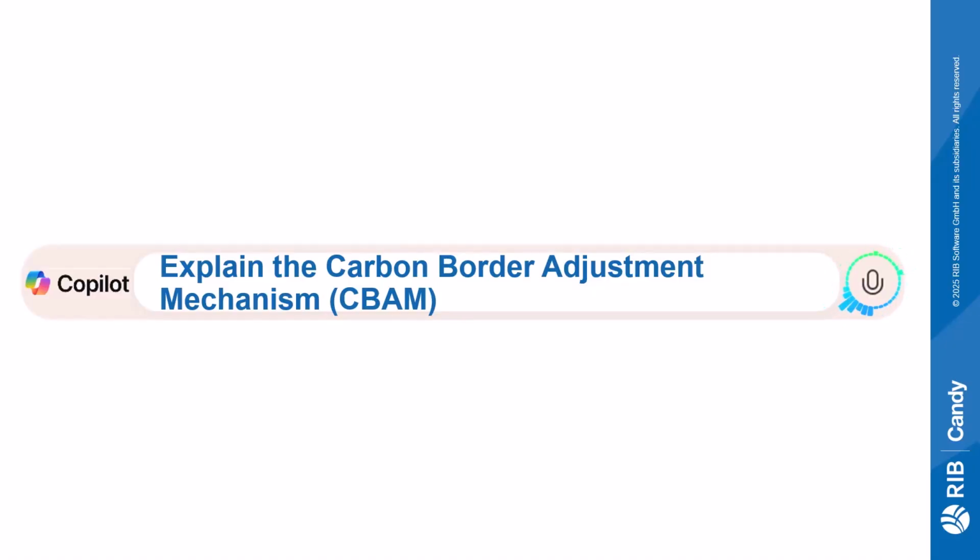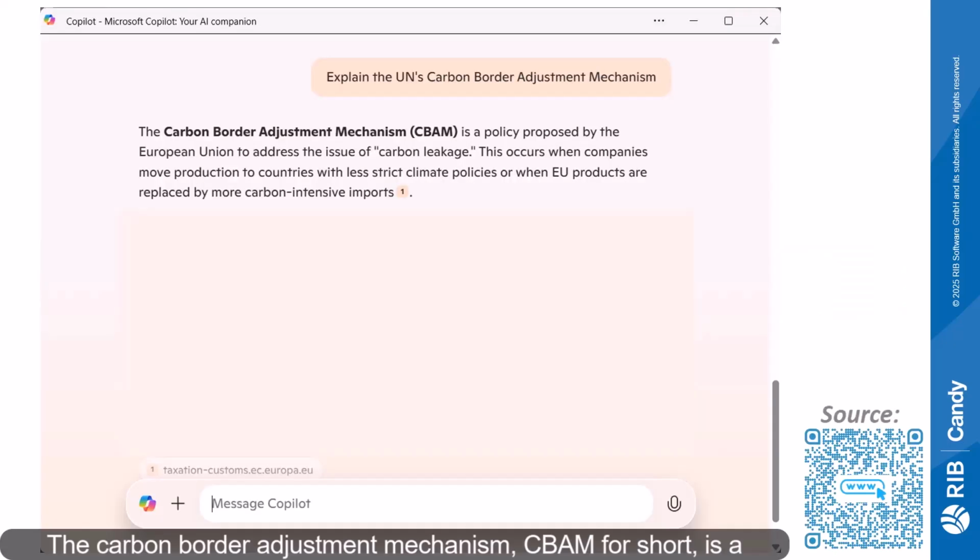Explain the carbon border adjustment mechanism that is being proposed. The Carbon Border Adjustment Mechanism, CBAM for short, is a policy proposed by the European Union to address the issue of carbon leakage. This occurs when companies move production to countries with less strict climate policies or when EU products are replaced by more carbon-intensive imports.